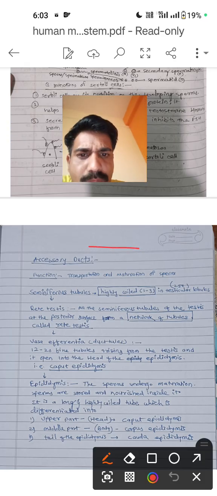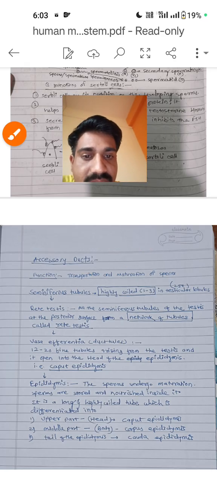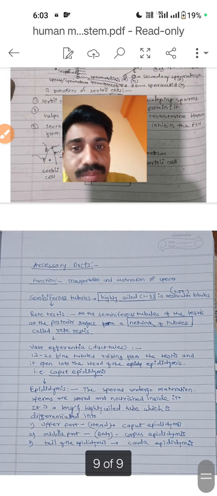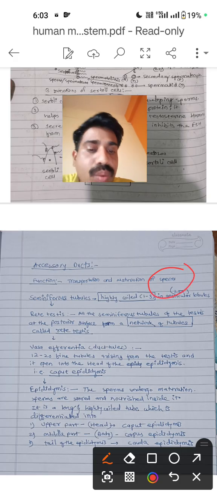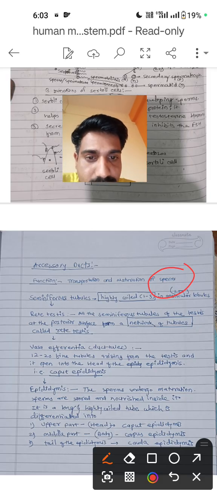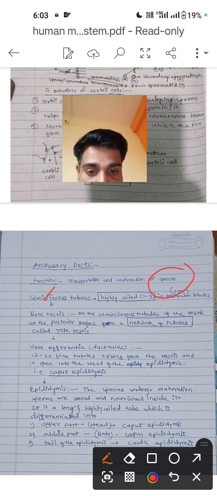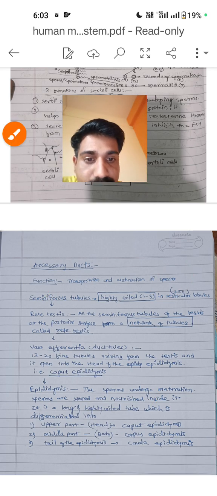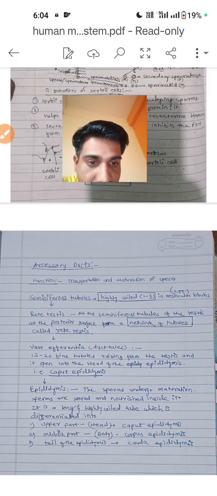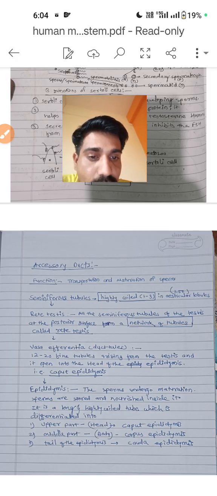And what is the function of accessory ducts? The main function of the accessory ducts is the transportation and maturation of sperms. Whatever sperms or spermatozoa are produced from the seminiferous tubules, they are carried by first the seminiferous tubes, then the epididymis, as we will see here. The seminiferous tubule is a highly coiled structure in the testicular lobules. How many testicular lobules are there? According to NCERT, 250 testicular lobules are present in one testis.